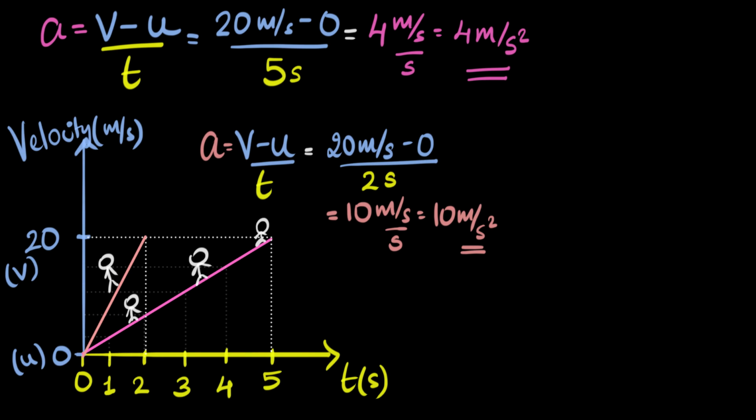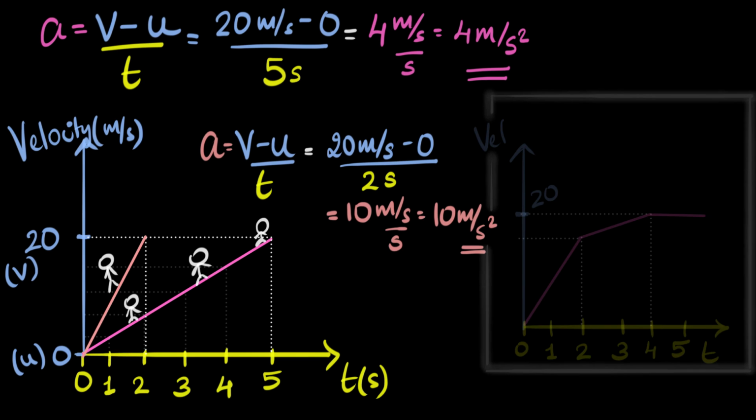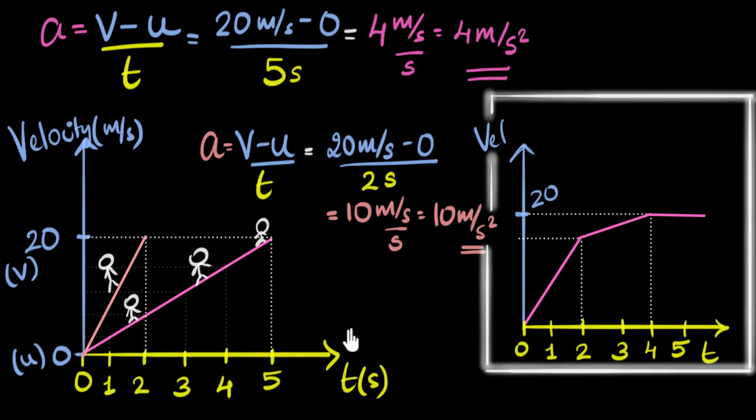But on the other hand, if the graph was not a straight line, but instead say it looked like this, then it's not a constant acceleration. I mean, notice in the first 2 seconds, it gains a lot of velocity, very high acceleration. In the next 2 seconds, it gains a little bit. The acceleration has decreased. And then after 4 seconds, notice, it's not gaining anything. The velocity remains 20. Acceleration becomes 0.